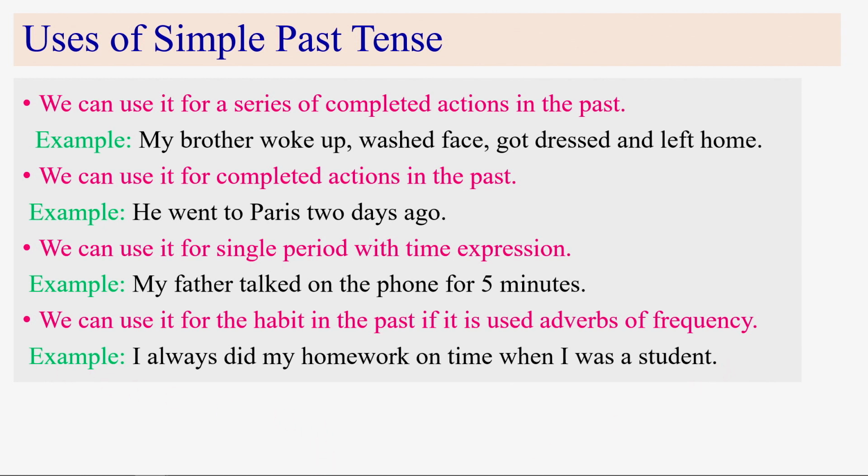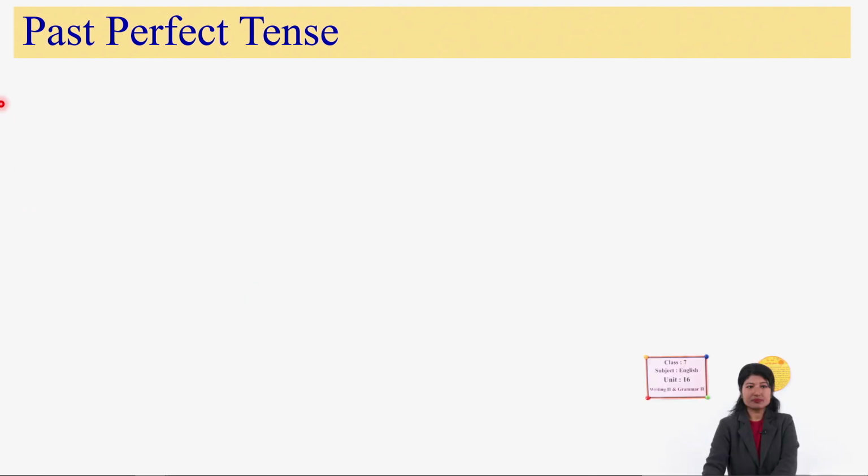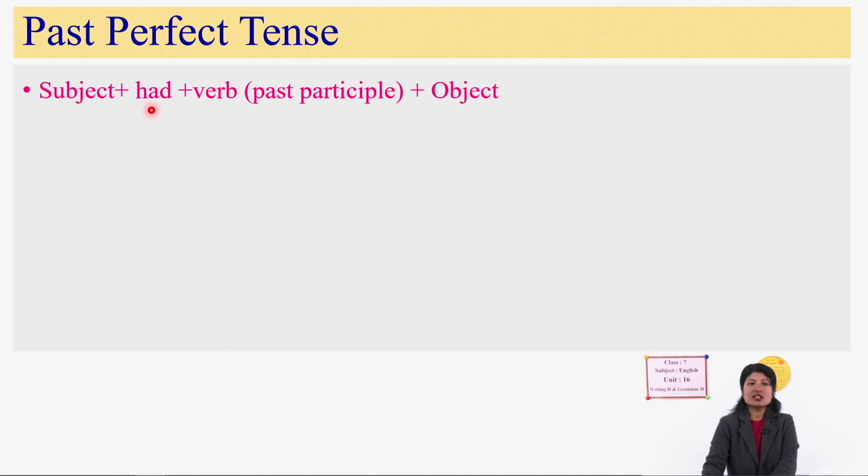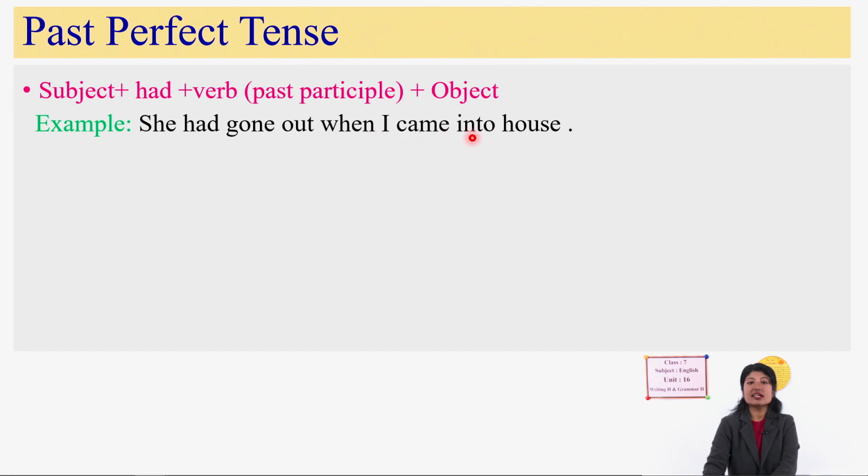Now let's talk about past perfect tense. First of all, the structure: subject plus had plus verb in past participle form, and then the object. So the example is, she had gone out when I came into the house.